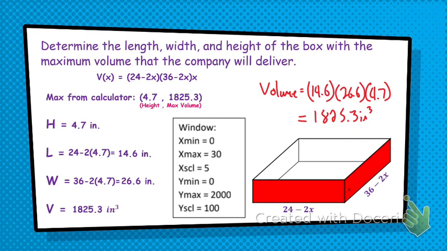And so now we should know that this height is 4.7. So if I cut out 4.7 from both sides, then we should be able to see what that length is. You can test this to make sure: if we do 36 minus 4.7 minus 4.7, we should get 26.6 inches for that width, and the same thing for the length when we plug in for there.